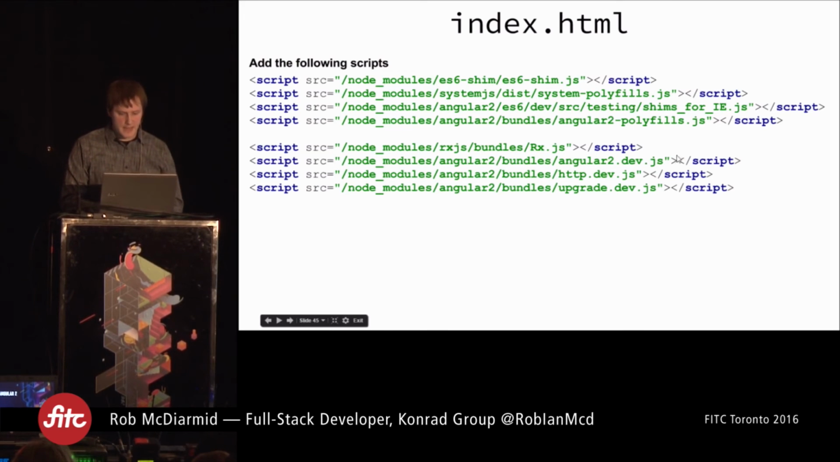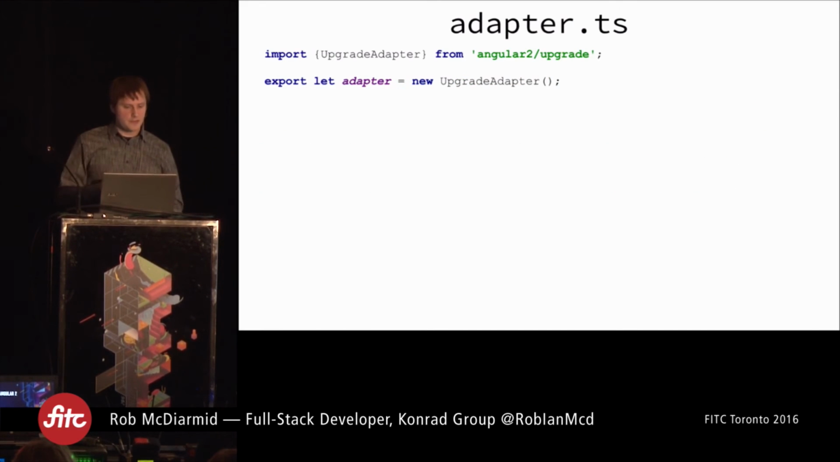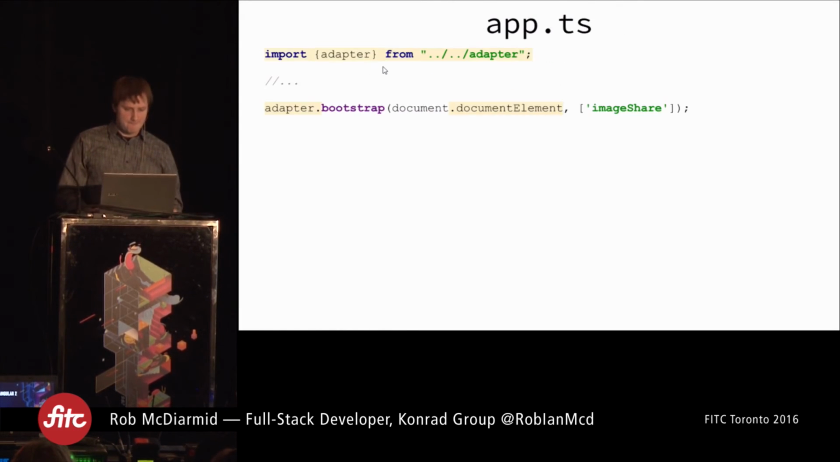So then I'm just including Angular 2. I'm including Angular 2's HTTP library. And then I'm including this upgrade adapter, which is what's going to let me run both Angular 1 and Angular 2 in the same app. I'm going to create an instance of this upgrade adapter and just export it from its own file, so I can now import this adapter variable into any file that I need to use the upgrade adapter in. And in my app.ts, instead of bootstrapping it with angular.bootstrap, I now need to give the app the adapter control over how the app gets bootstrapped. So I'm going to do adapter.bootstrap instead of angular.bootstrap.